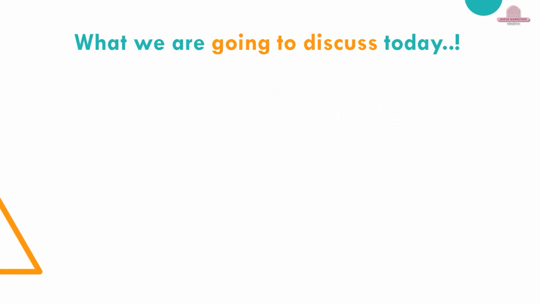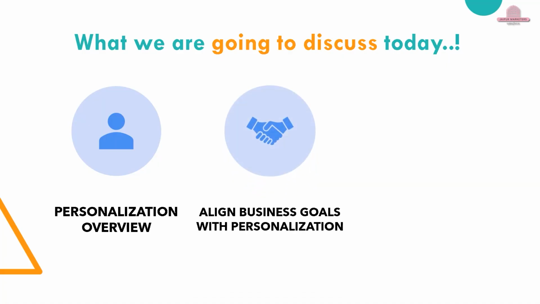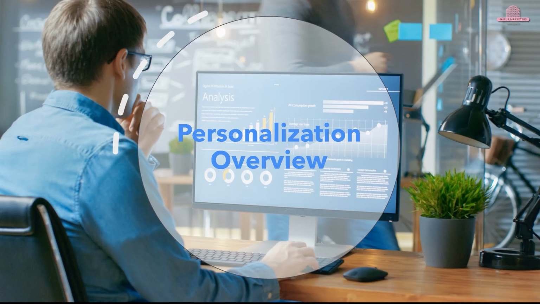So what are we going to discuss today? The main agenda: how do you actually approach your implementation? When a project comes in, what all things should be taken care of beforehand, during the implementation, and after the implementation? First, we'll talk a little bit about the personalization overview in regards to Marketing Cloud Personalization, that is your Interaction Studio. Then we are going to look at how to align business goals with personalization. And at the last, we'll have implementation.